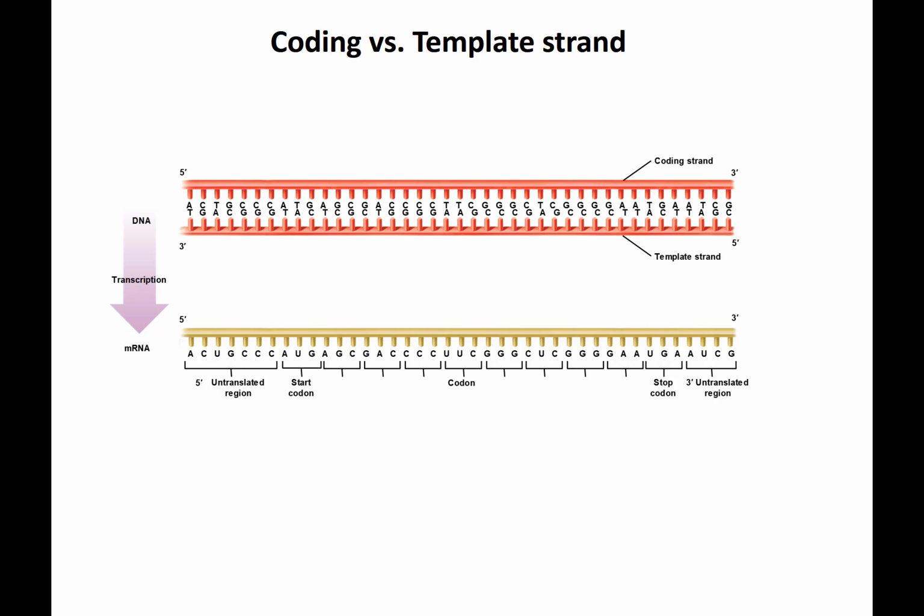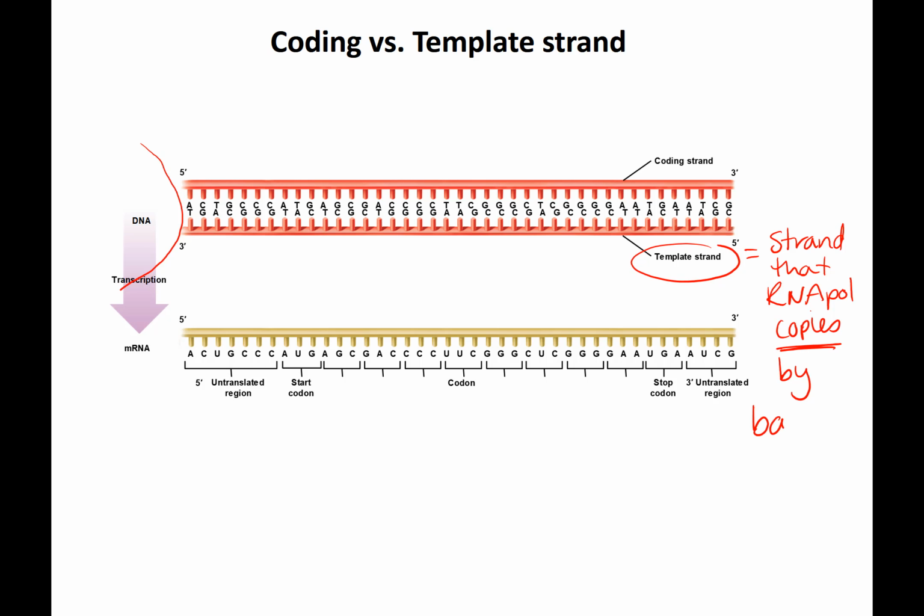And what I want you to see is that the template strand is the strand that RNA polymerase copies. Okay. So RNA polymerase is going to come in here and it's going to unwind. It's going to break these base pairs and it's going to start. RNA polymerase is going to come in here and unwind, and it's going to base pair. So it copies by base pairing, just like in DNA replication.